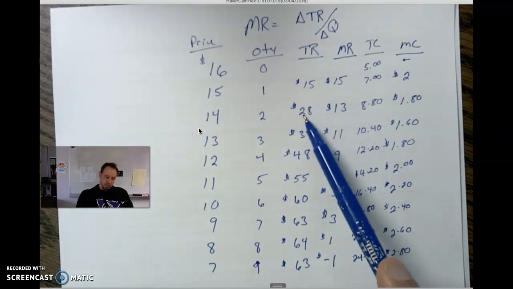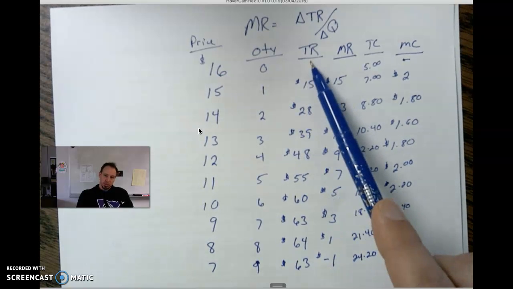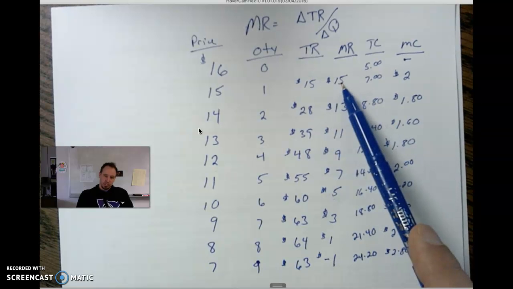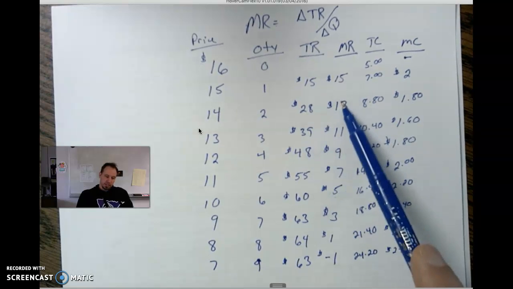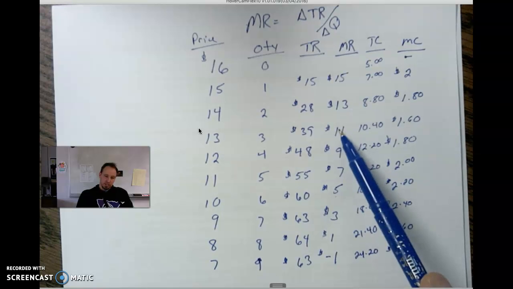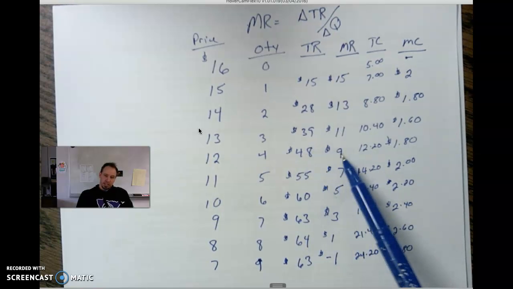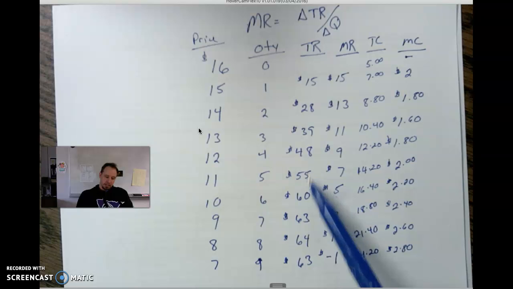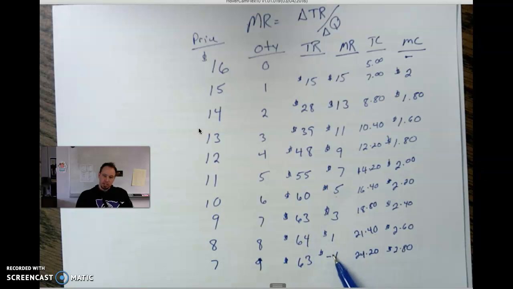So here, 0 to 15, our marginal revenue is 15. 15 to 28, it's 13. 28 to 39, it's 11. 39 to 48 is 9, and you can go on down the list until you get to the end, where we actually have negative marginal revenue. We go backwards.